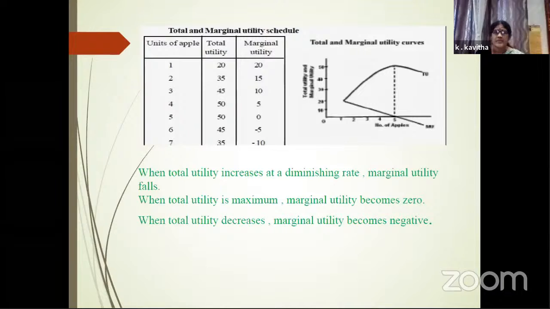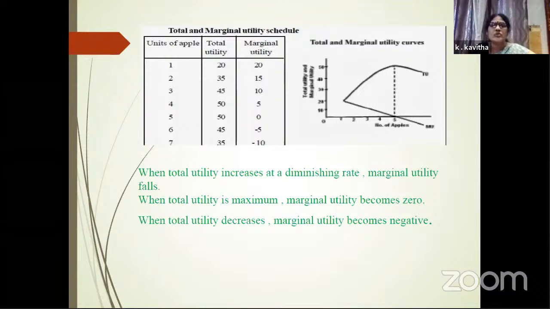Here you can observe what is happening to total utility: it is increasing as we keep adding more and more. But marginal utility is decreasing: 20, 15, 10. And by consuming the fourth one, we get 50 total utility and marginal utility is 5.